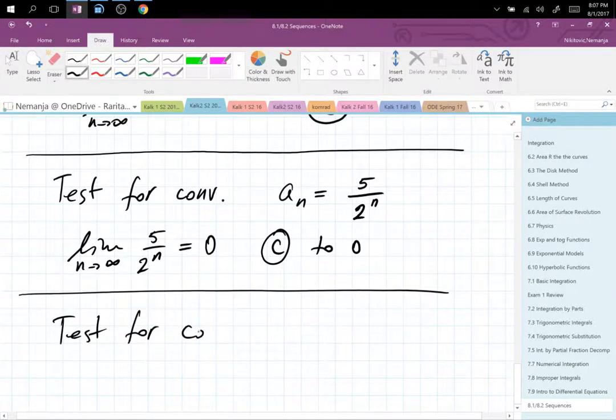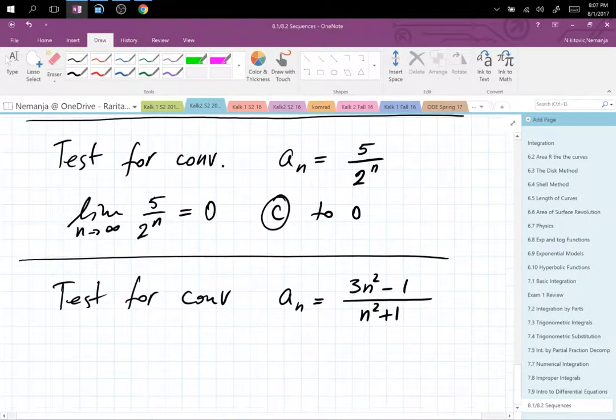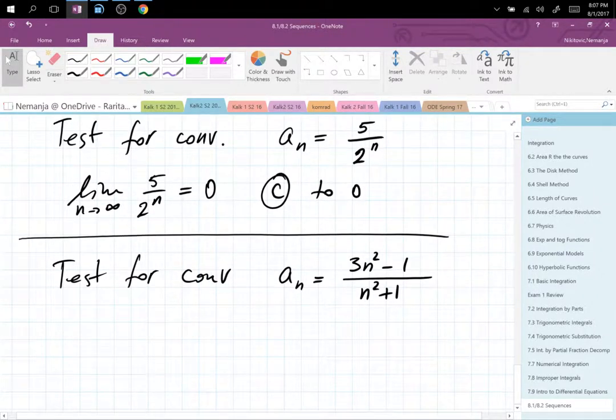Test for convergence. An is equal to 3n squared minus 1 divided by n squared plus 1. Nice. Convergent. What? Convergent. Keep talking. It's 0. Like you plug in infinity squared plus 1, it'll cancel out, it goes to 0. What cancels out to go to 0?